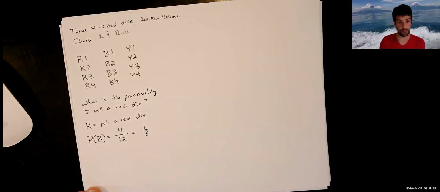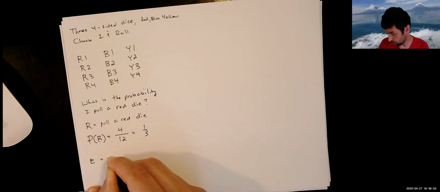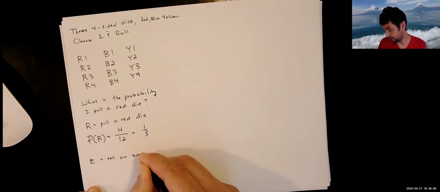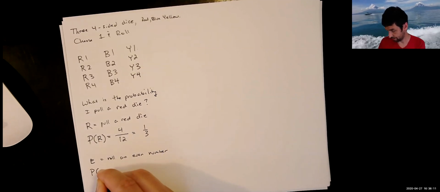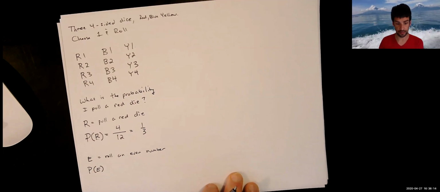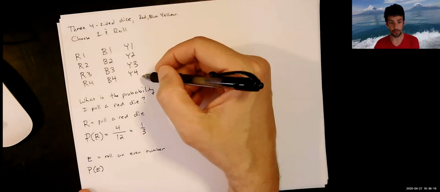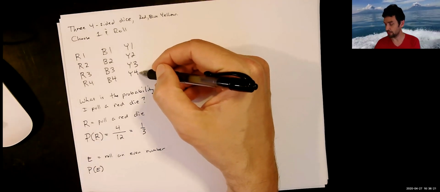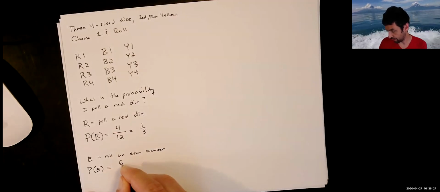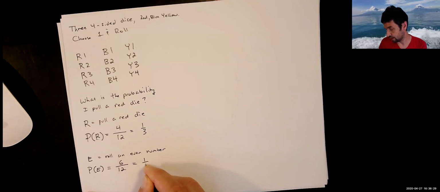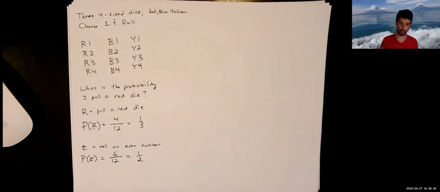Okay, let's try another event. Let's name an event. How about E, roll an even number. And let's ask the probability of E. Okay, so we just look through our outcomes and count how many of them have even numbers rolled. So 1, 2, 3, 4, 5, 6, and there's still a total of 12 in the sample space. Okay, so simple enough. That's what we were doing last time.